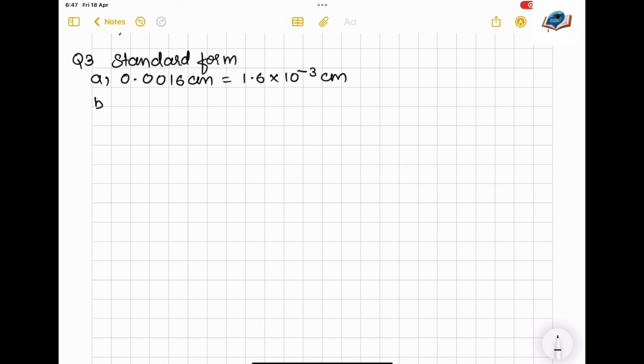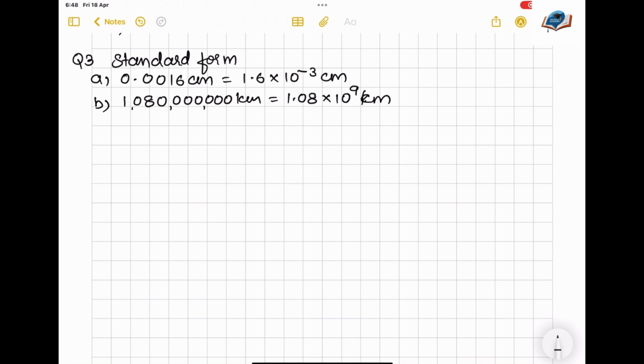B is speed of light is 1080. So that will be 1.08 into 10 raised to, now here I want to bring the point. So 10 raised to 9 kilometer.